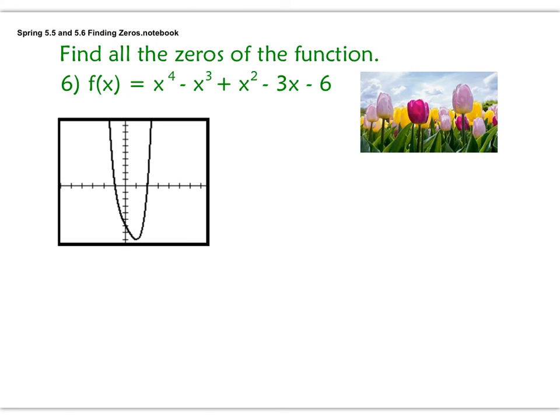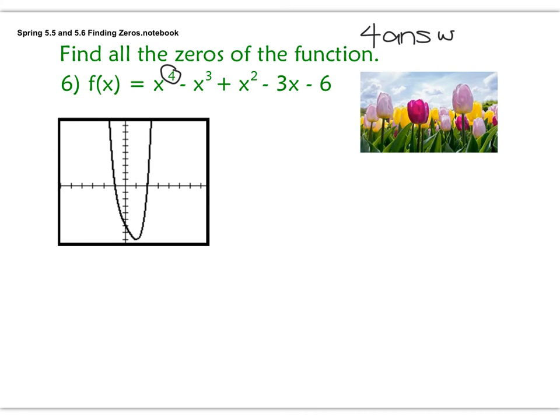Alright guys, welcome back. Yesterday we worked on how to find all these zeros. Yesterday every problem we did actually worked nicely, where I was able to look at the graph and I could find them all. Today we're going to talk about what happens when you can't find all of them on the graph.